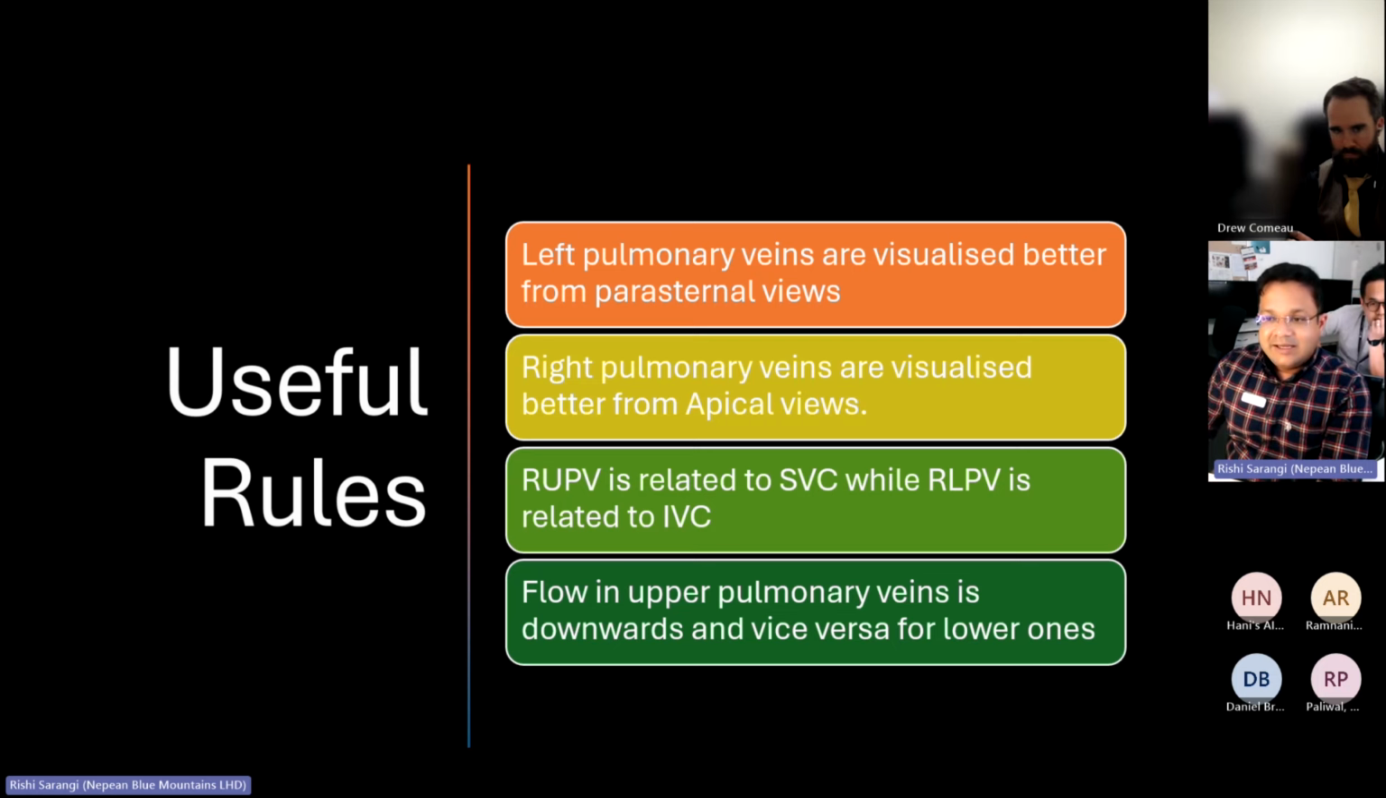The right pulmonary veins, as you can see, are better visualized from the apical views, because they join just close to the interatrial septum, and that is where the alignment with our echo probe is the best. The right upper pulmonary vein is related to the superior vena cava, and the right lower pulmonary vein is related to the inferior vena cava, something we need to keep in mind while doing neonatal echocardiography. The flow in upper pulmonary veins is downwards and vice versa for lower ones. We'll see some demonstrations of these rules in the coming slides.